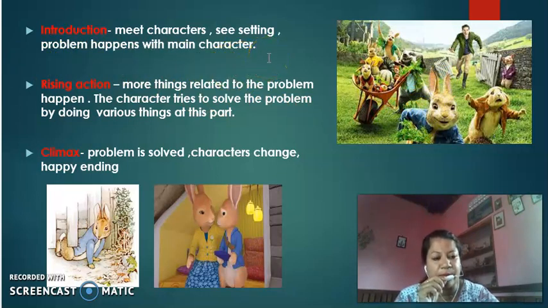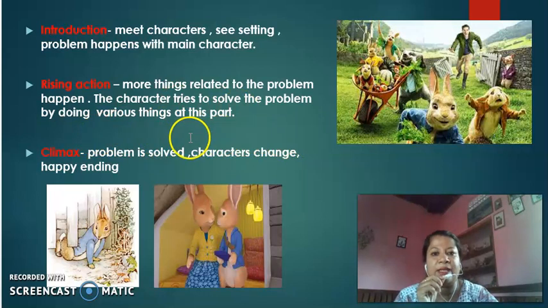And the problem happens with the main character over here. We know that the problem is that Peter always steals vegetables from Mr. McGregor's garden, and that is why Mr. McGregor gets angry. The rising action, over here, what is rising action? Rising action is when things related to the problem happen. Now Peter goes and he robs from the garden. So finally, that's your problem. Now Mr. McGregor sees him, he starts chasing him. So these are things that are related to the problem.